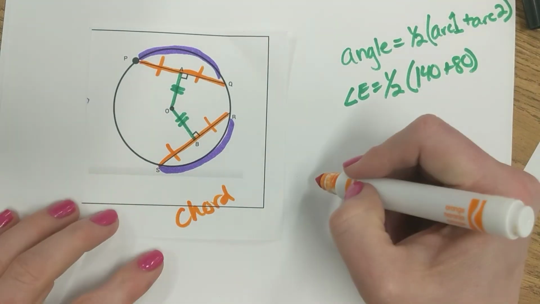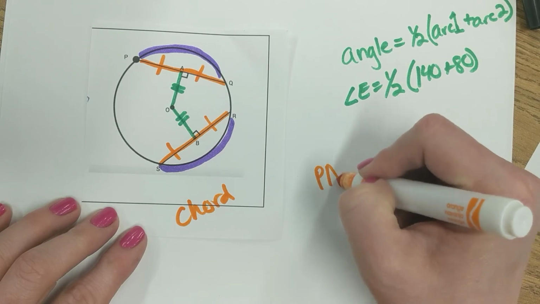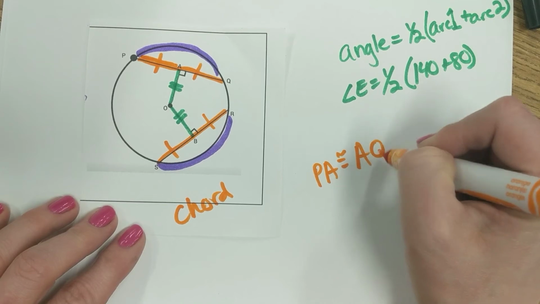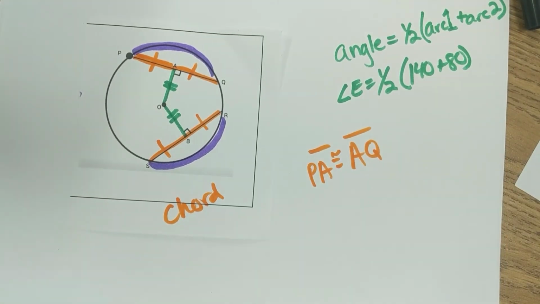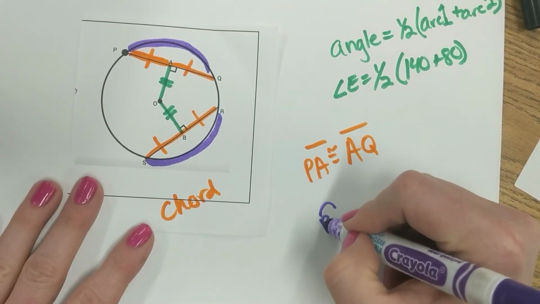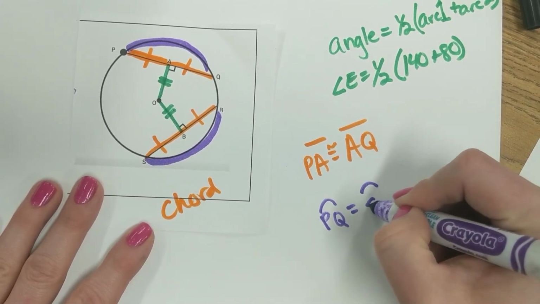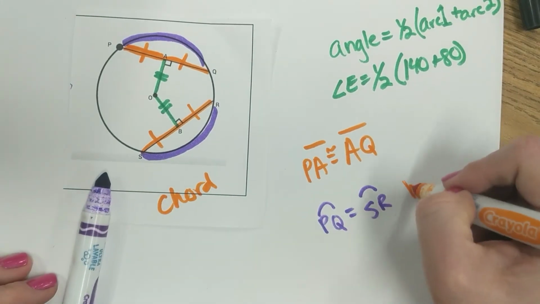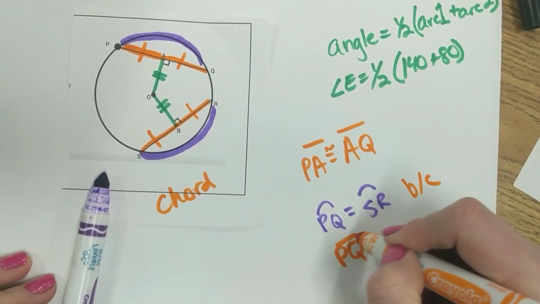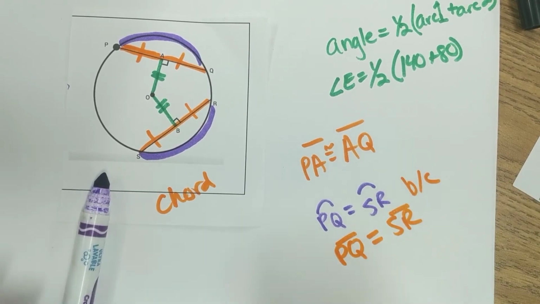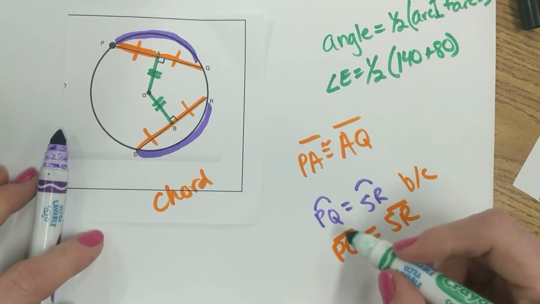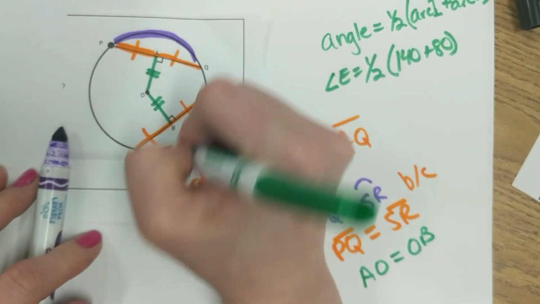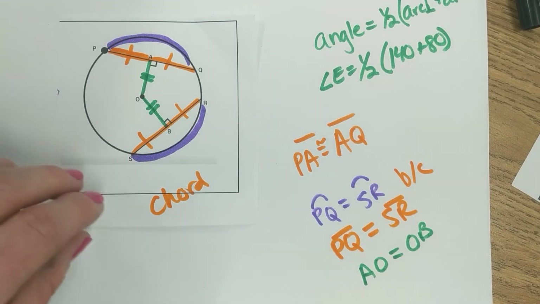So in this case, line segment PA up here would be equal to line segment AQ. And we know that arc PQ equals arc SR, because the two orange chords, the whole thing, PQ equals SR. And that's true because AO equals OB. They're equally far away from the center. So a lot's going on in this one.